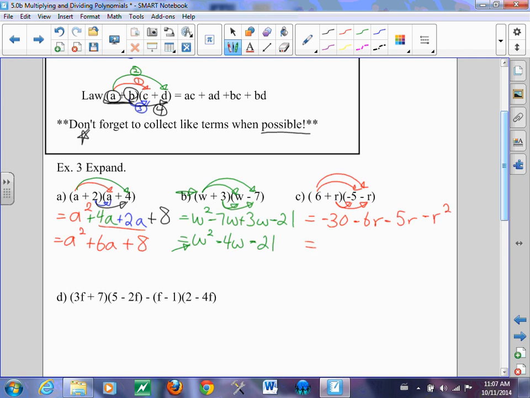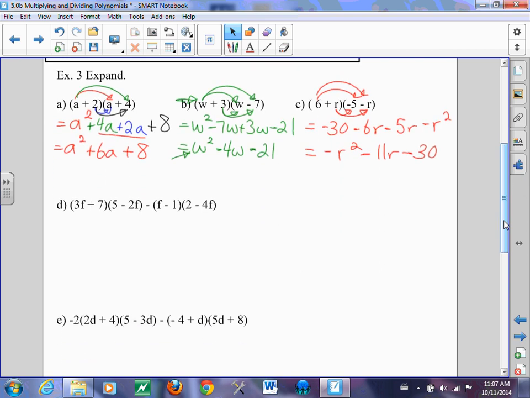When we collect like terms, we also want to bring the highest degree first. So we're going to go negative r squared. Collect your middle terms, which are going to be negative 11r and minus 30. We want to try to put it in standard form, which is the highest degree first.